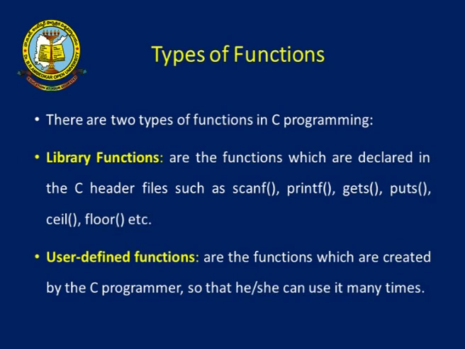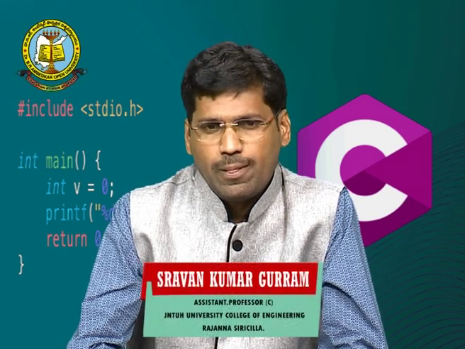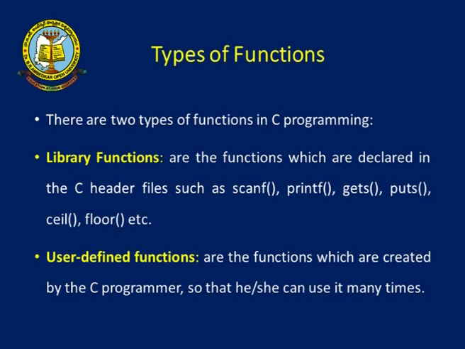And coming to the categories of the functions, we have two types. First one is library functions and the second one is user defined functions. Library functions are also called built-in functions or predefined functions. These functions are already developed by the developer. As a user of the C language, you do not need to write them. Already those are developed. Directly you can use it, you can call it. Examples for the library functions are scanf, printf, ceil, floor, gets, puts. All these are examples for the library functions.